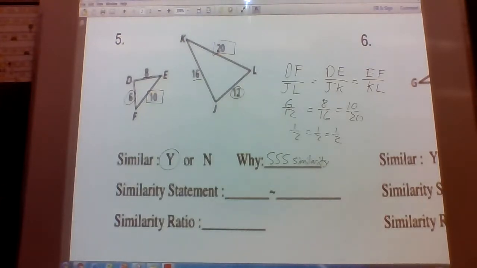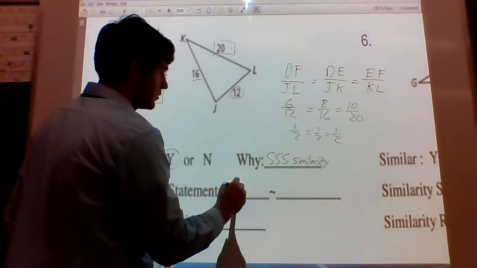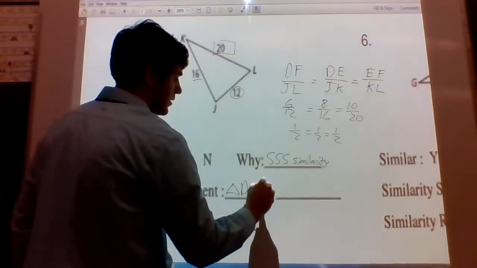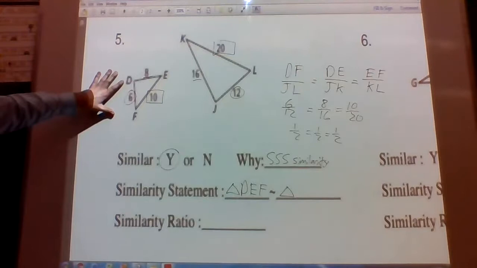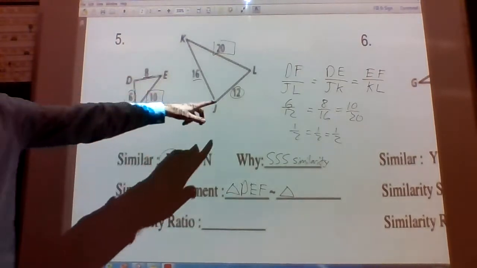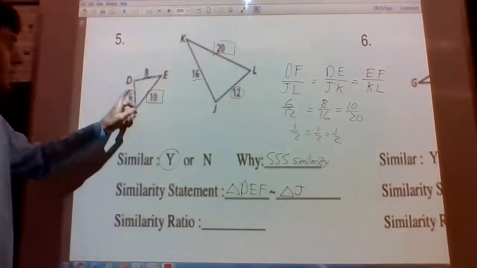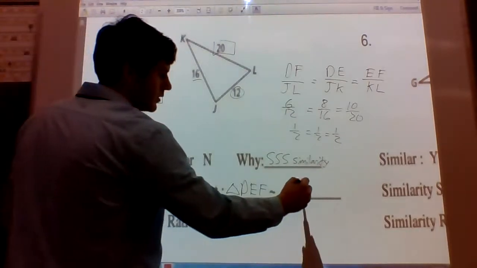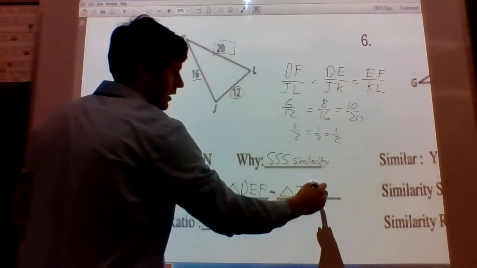How much different? Well, let's write a triangle similarity statement first. So let's call it DEF similar to triangle. What corresponds with D? D is between the smallest and the medium length, so it's going to be between the 12 and the 16. So J corresponds with D. Then we go from D to E, so we're going from J to K. And then we're going from E to F, which is the same as K to L.